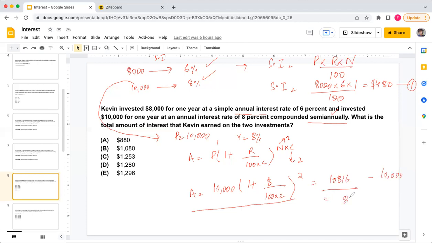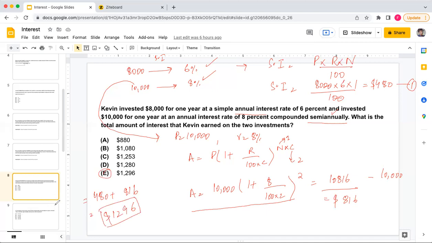And this came out to be 816, right? So the interest from the first one is 480 and interest from the second one is 816. So just add both of these. This is 6, this is 9, and this is 12. So 01296, which is this E.